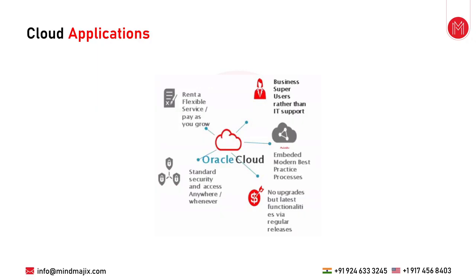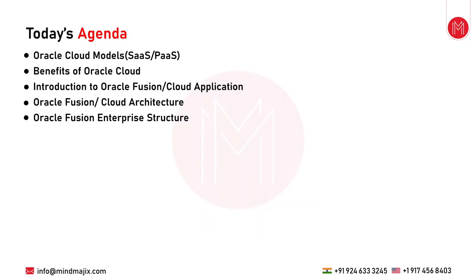Like in Oracle, we talk about Oracle Fusion. The latest release right now is 21A. It started with Oracle 10, in 2010, and slowly it went up to 21A. So right now the latest release is 21A. These are the benefits of the Oracle Cloud.